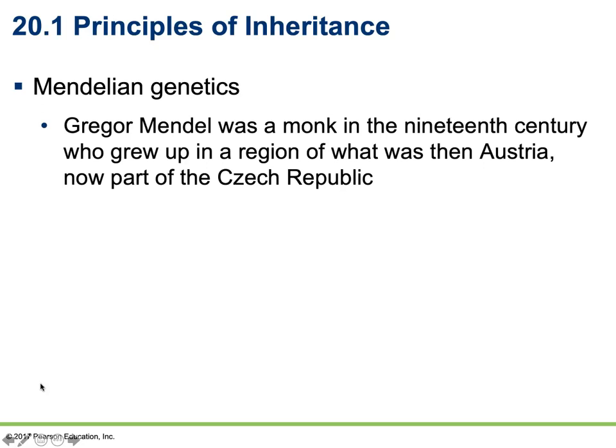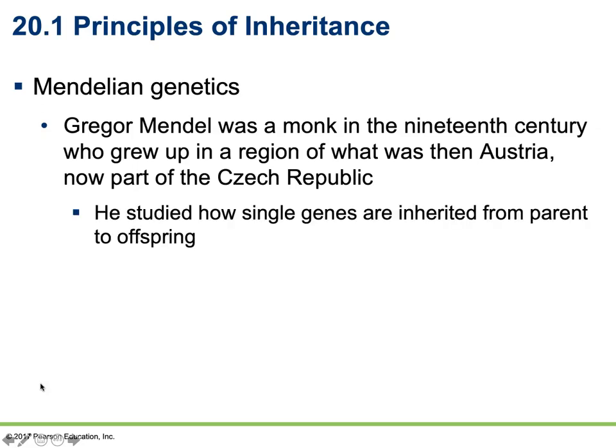Gregor Mendel was a monk in the 19th century. He grew up in a region of what was then Austria, now part of the Czech Republic. He studied science and mathematics at the University of Vienna. He conducted breeding experiments with the garden pea Pisum sativum, and he ultimately studied how single genes are going to be inherited from parent to offspring.